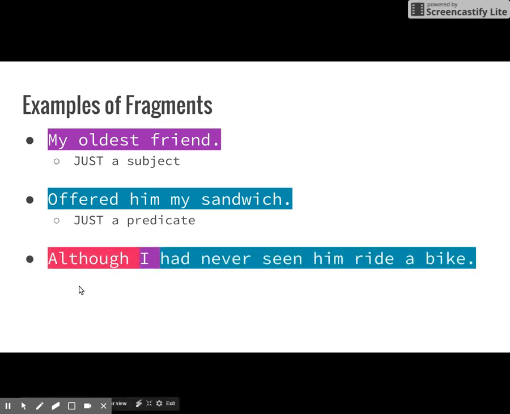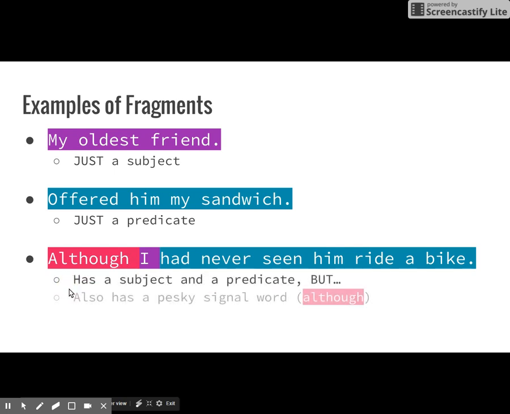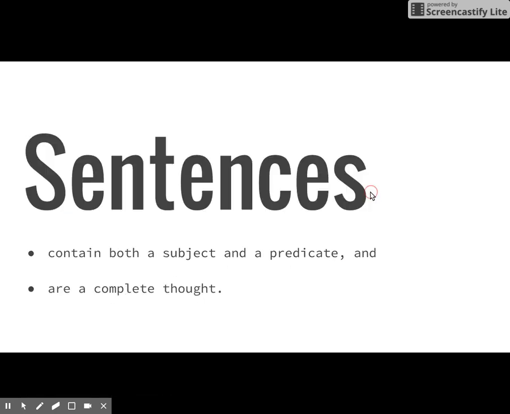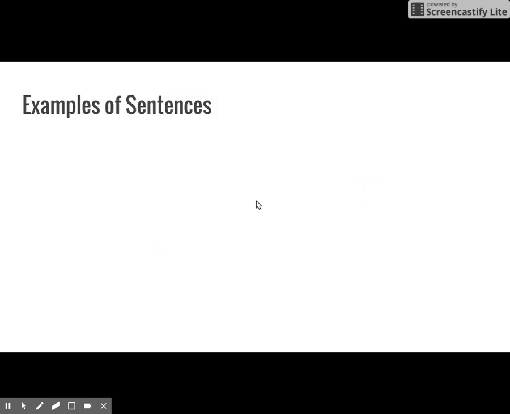And this one is one of those tricky ones. Although I had never seen him ride a bike. Yes, if I got rid of this word although, the purple and the blue put together, I had never seen him ride a bike, could be a sentence. But this little word although is that signal word that means something else has to go after this. So we're going to use these 3 fragments and we're going to turn them into sentences, which contain both a subject and a predicate, and they're a complete thought.